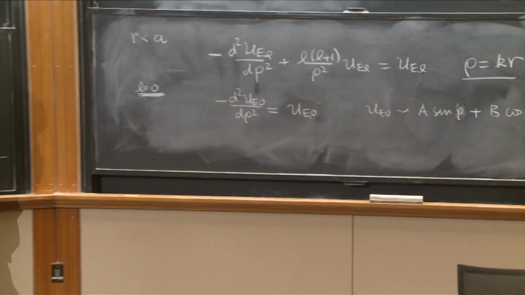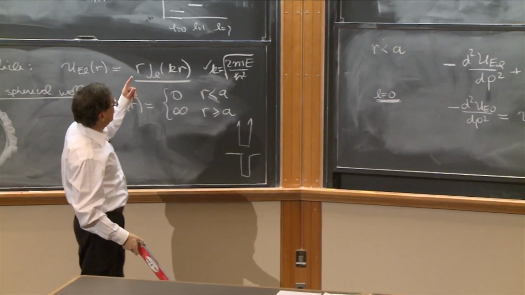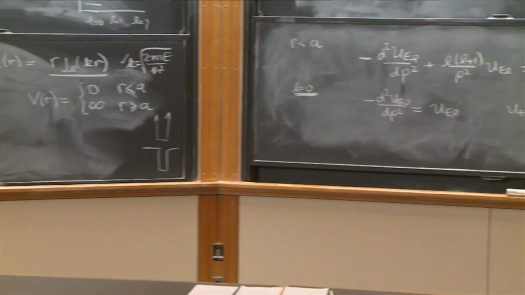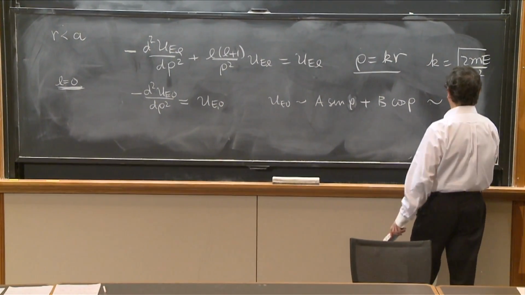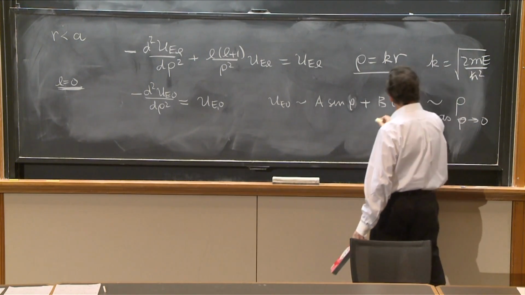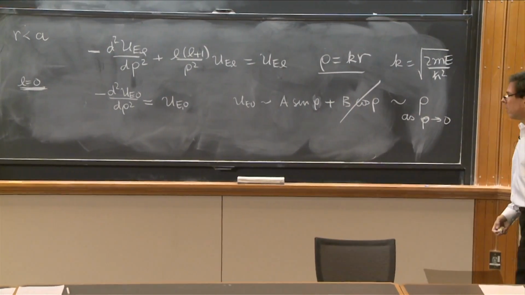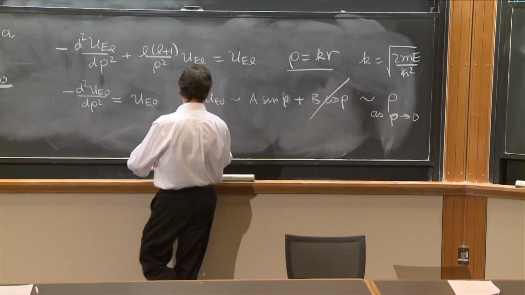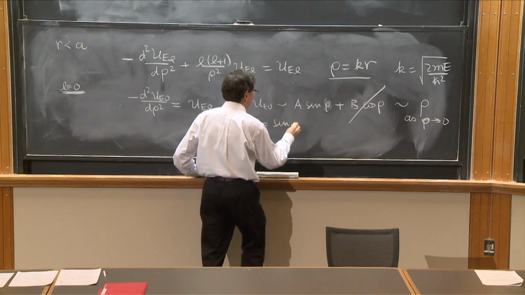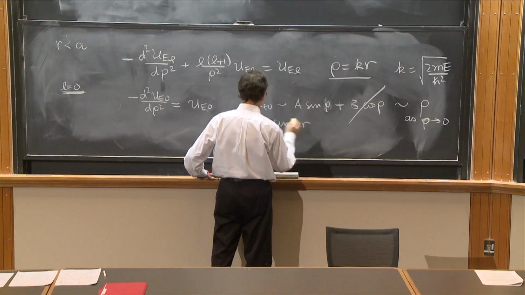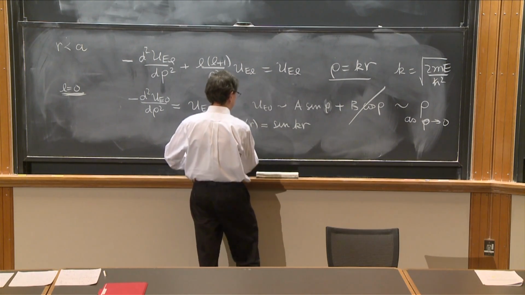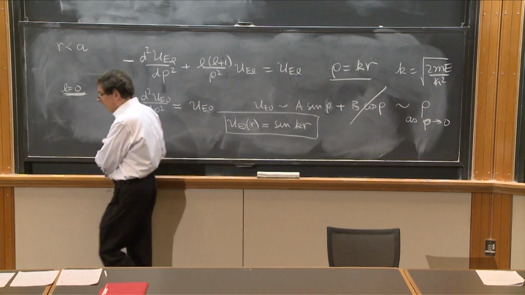UEL must behave like r to the L plus 1. So UE0 must behave like r. So it must behave like rho as rho goes to 0. Therefore, this term cannot be there. The only solution is UE0 is equal to sine of rho, which is KR. So UE0 of r must be of this form.